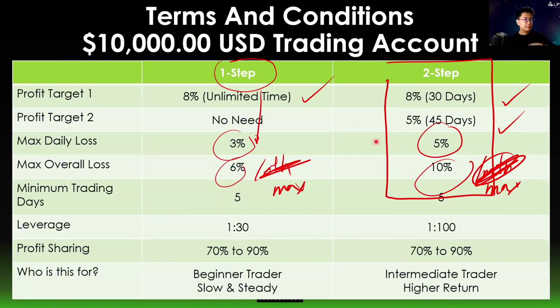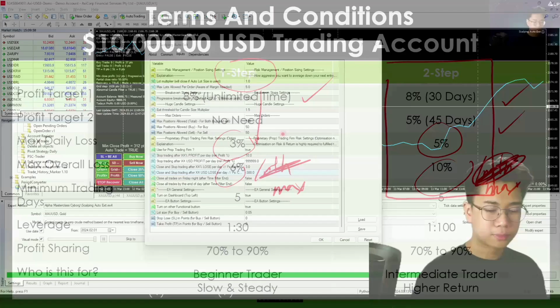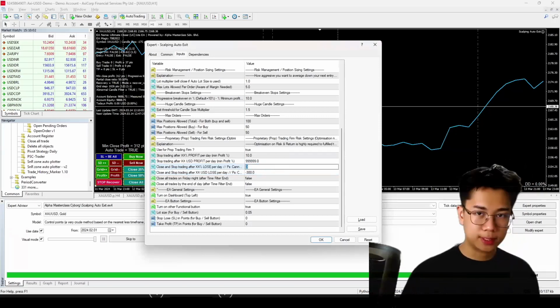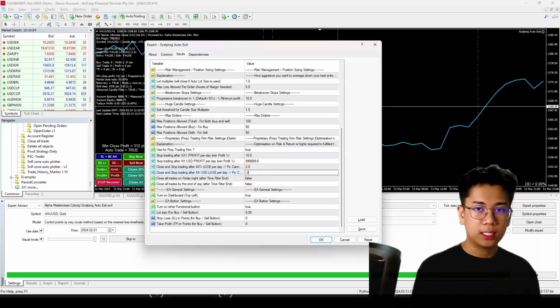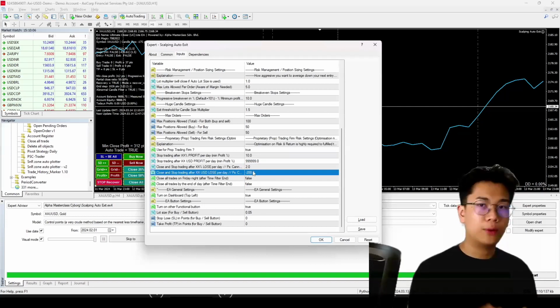And then if you go to 1 step, the maximum is 3%. So you should set your daily drawdown to be at 2% only. Alright, that is for 1 step and 2 step. The difference is like this. Hence, over here, you need to change to 2% and negative 200 if you go for 1 step.